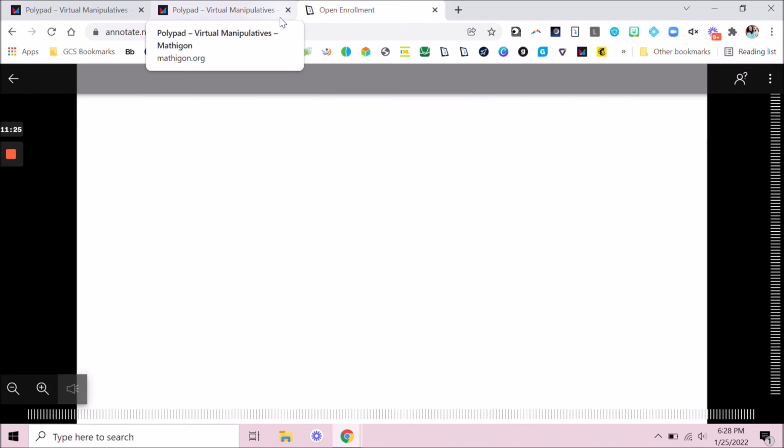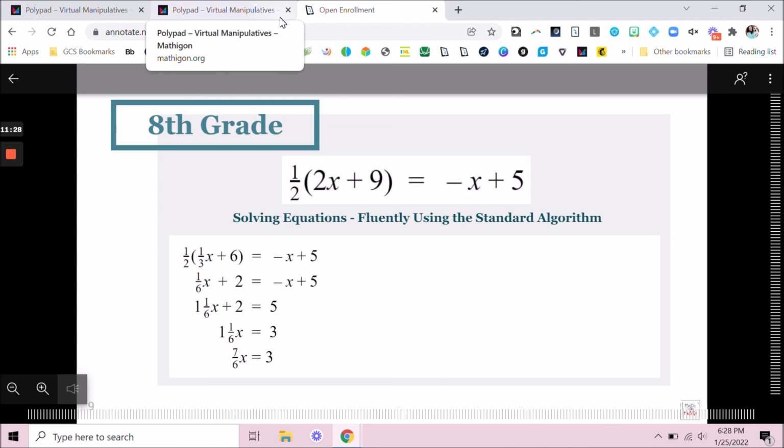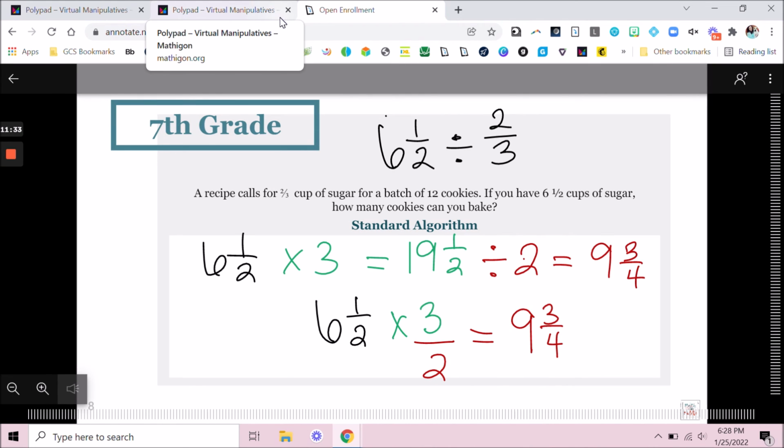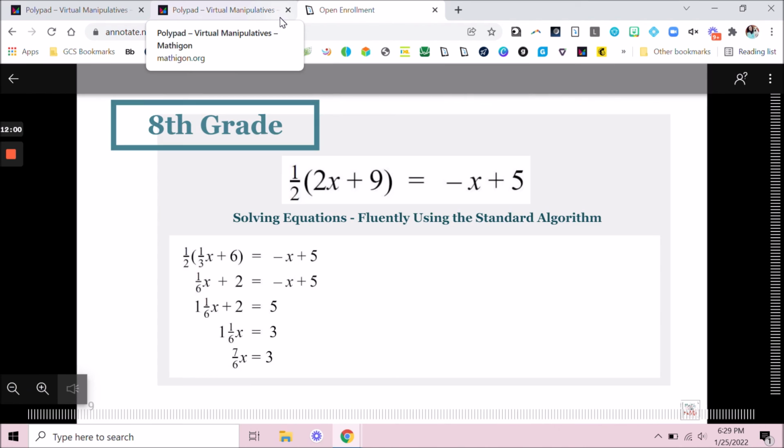So then by the time we get to 8th grade, students are expected to use the keep, change, flip, or what we call the standard algorithm. What we officially call this in math is to multiply by the reciprocal. So what this means is to take 6 1/2 and divide it by 2/3. I'm going to multiply by the reciprocal of 2/3, which is 3/2. This is what we should say. Instead of remembering keep, change, flip, we want to say multiply by the reciprocal.